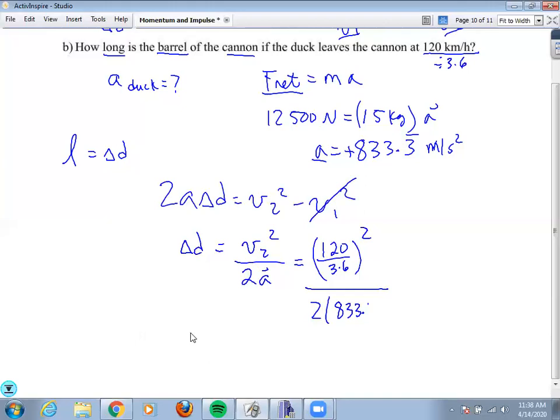800, nope, not 800. We have to convert. The duck is moving 120 kilometers per hour. We want that in meters per second. So divide by 3.6. 120 divided by 3.6, we square that, and then we divide it by 2 times 833.3 repeating.